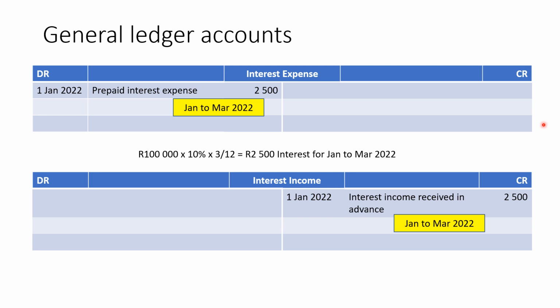So this is the journal entry that we posted, reversing last year's adjusting journal entry. We're reversing it on the 1st of January, and we're showing the prepayment for last year. We're showing that as interest expense. And if we had an asset on which interest income was received in advance, we're reversing that and showing it as interest income for this year.